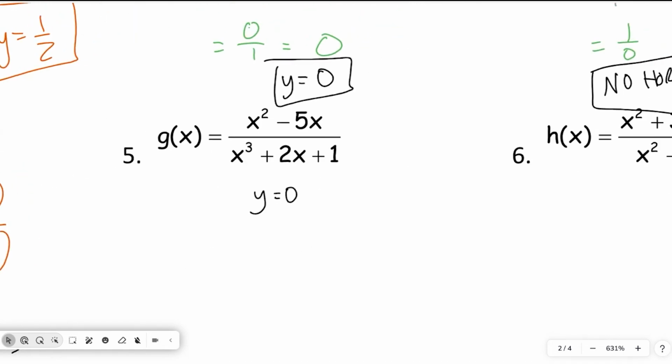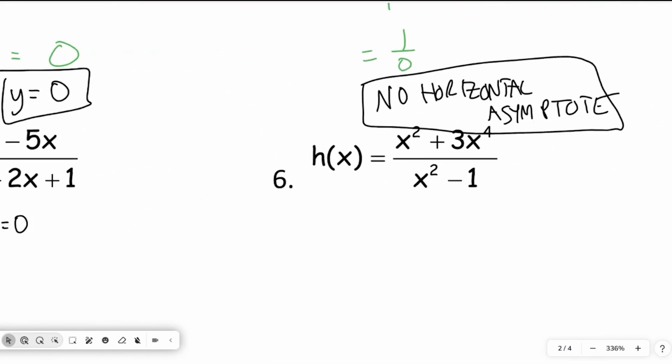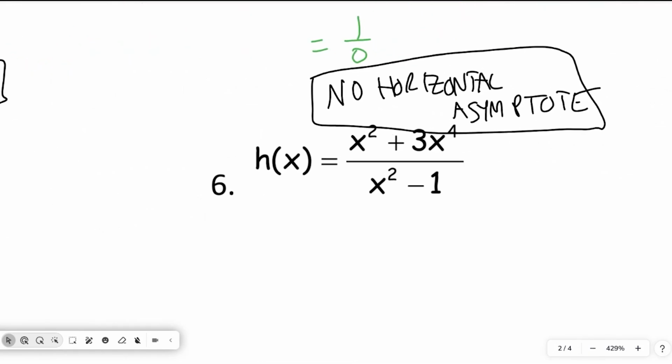All right, let's do this last one over here. Number 6. You're looking for that largest degree term, which is going to set the stage here. It's x to the 4th. It's on top. So if I divide all that stuff out, what's the horizontal asymptote going to be here? None, right.